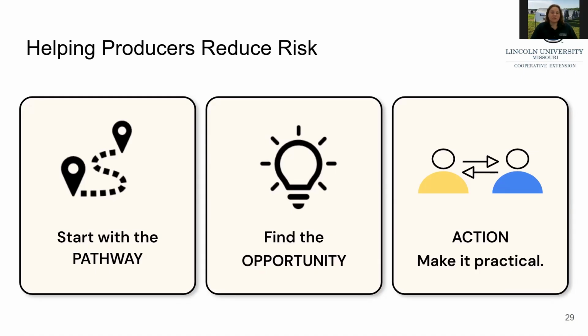That gives us our basic approach. Start with the pathway, identify how something could move. Find the opportunity for where the pathway could be interrupted or the risk reduced. And then work with the producer to determine practical actions. Figure out what makes sense and what they can realistically carry out. The goal isn't for us to dictate a list of rules from above. It's to help the producer understand why a particular risk matters and participate in deciding how to address it. That makes the recommendation more relevant to their operation and gives them a better chance of actually using it.